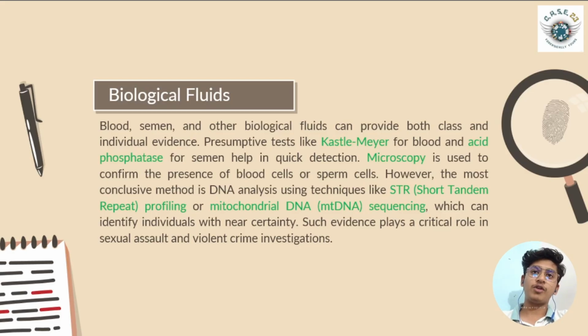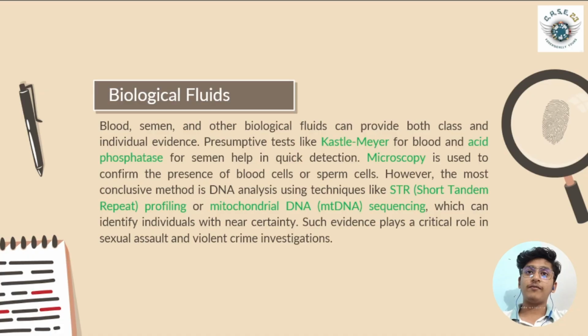Lastly, let's talk about biological fluids. Things like blood, saliva, sweat, and other body fluids that can be crucial in forensic investigations. These fluids don't just carry DNA, they hold a story about what happened at a crime scene. So how are they analyzed? First, for blood, we have presumptive tests. Quick field tests are used to detect the presence of blood, semen, or saliva. For example, the Kastle-Meyer test turns pink when blood is present.